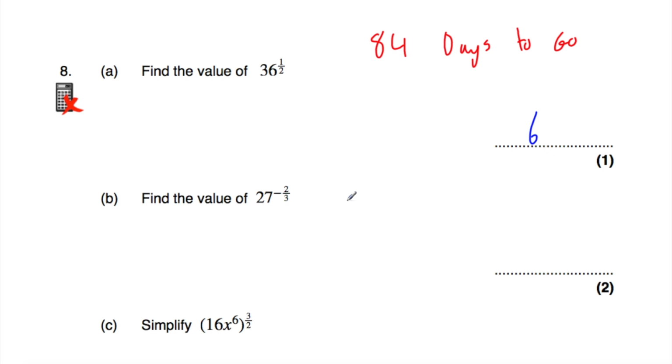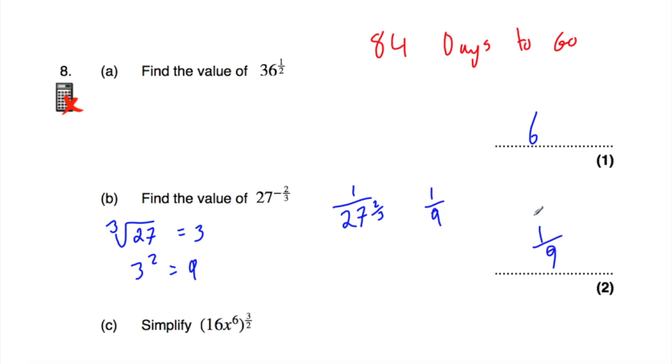So because it's a minus power, we're going to do 1 over, and then we've got 27 to the power of 2/3. Now in terms of to the power of 2/3, we're going to do the cube root of 27. So the cube root of 27 is equal to 3, because 3 times 3 times 3 is 27. And then we're going to square that. 3 squared is equal to 9. So 27 to the power of 2/3 is equal to 9. So then we'd have 1 over 9. So our answer is 1/9. And if you got that, well done.